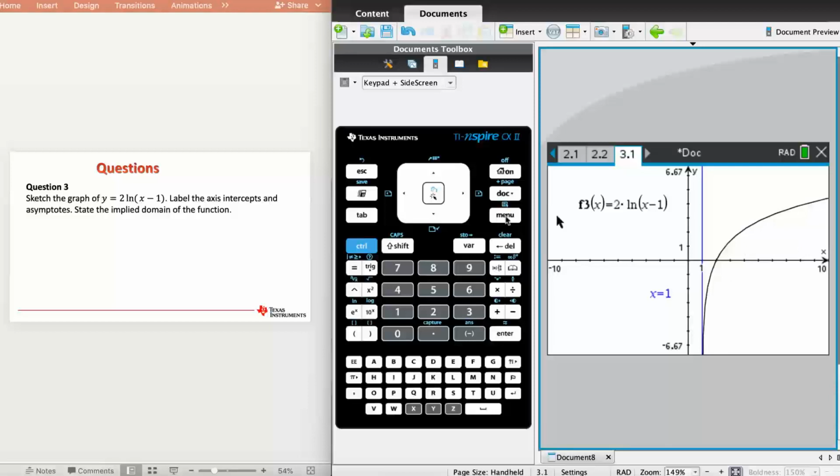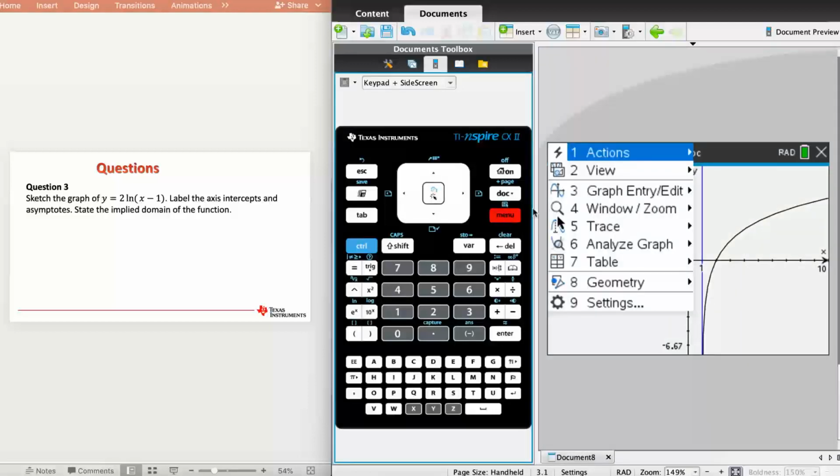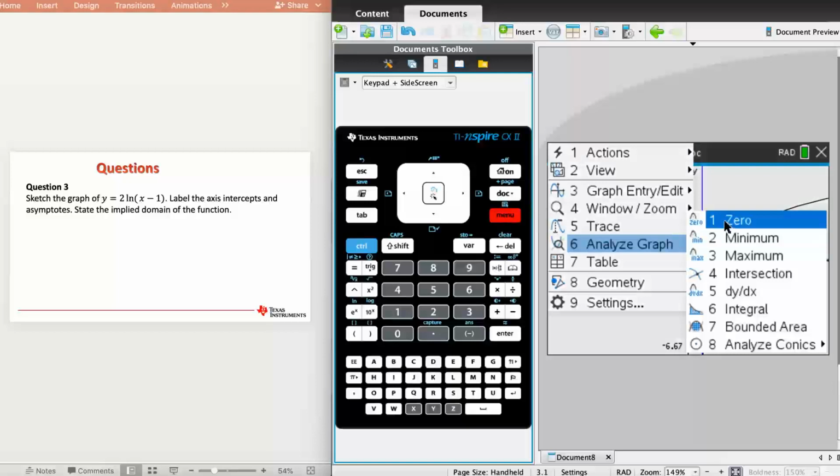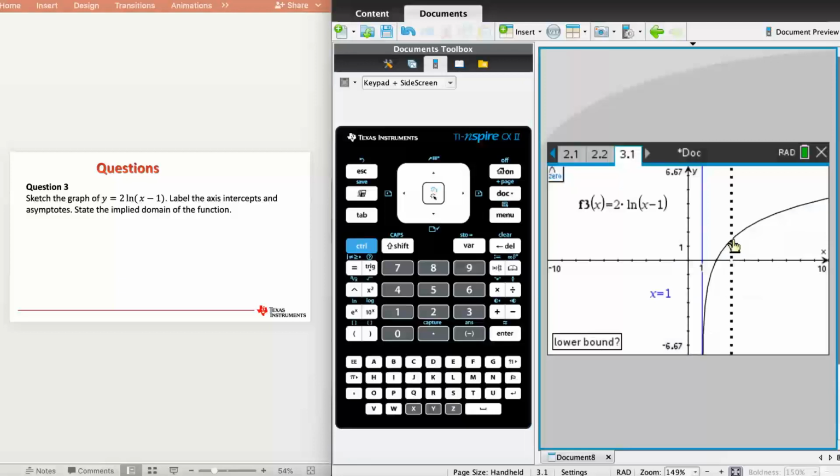But let's just verify. So menu, analyze graph, 0. Remember the x-intercepts are called the zeros. The graph I'm looking for is the black graph, and slide the dotted line over the 0. In looking at this question, I can see that there won't actually be any y-intercepts. In some cases there will, and you would use the graph trace feature to find the y-intercept, but there's no y-intercepts here because the graph is asymptotic at x equals 1.